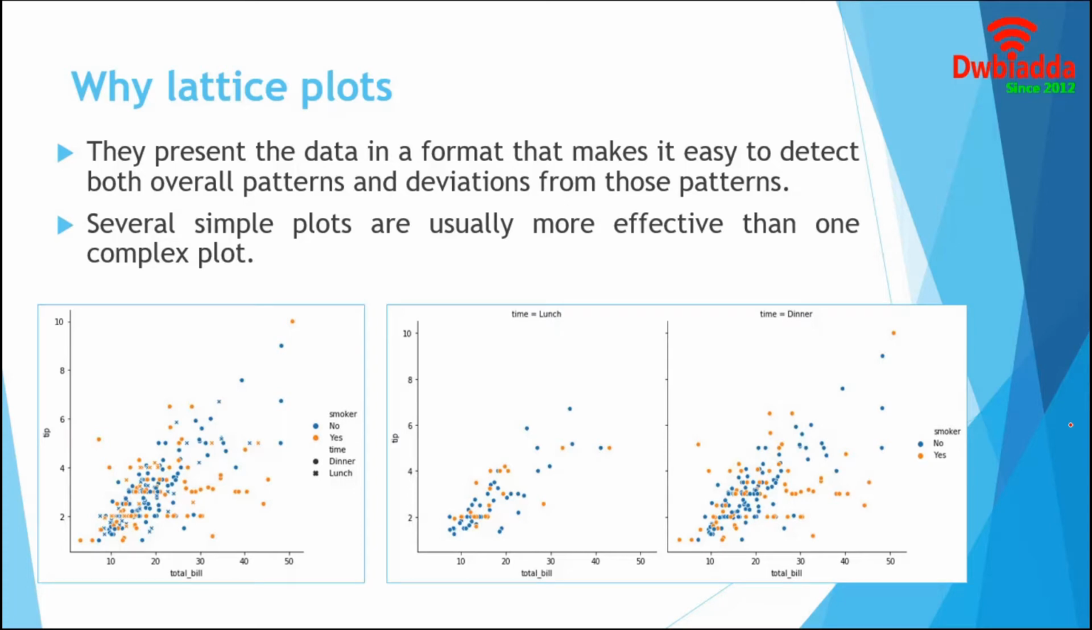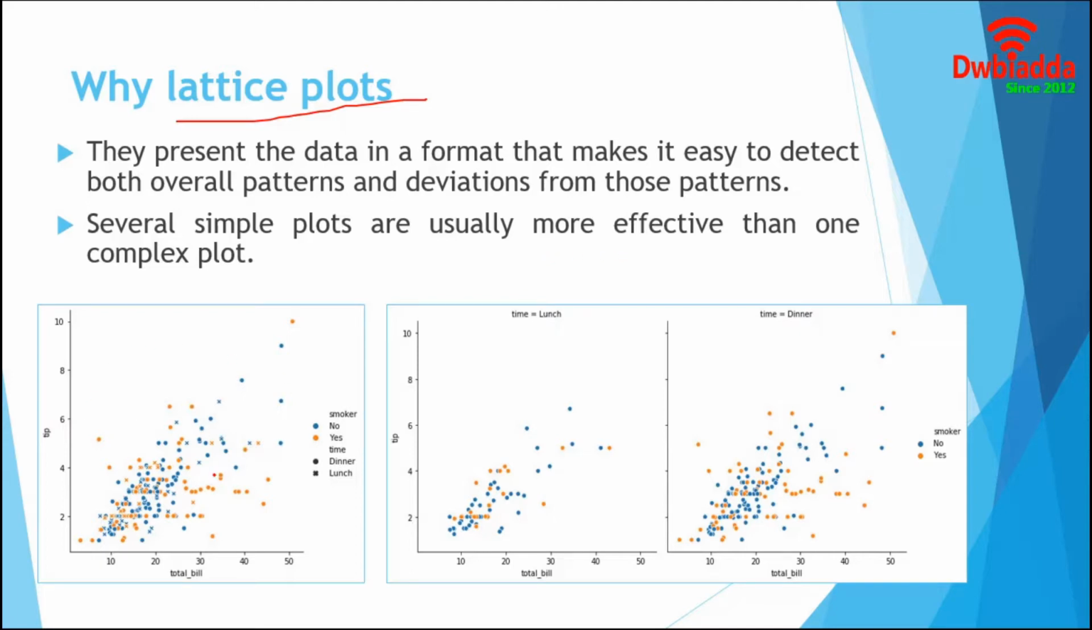Sometimes, due to the complexity of the relationship among variables in the dataset, we need to represent them in multiple plots. These are also known as small multiples or lattice plots. They are really effective to detect both overall patterns and deviations from those patterns. These lattice plots are more effective than one complex plot.